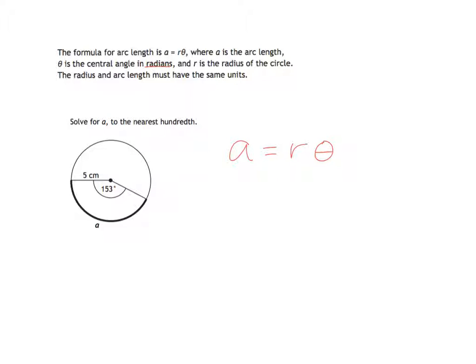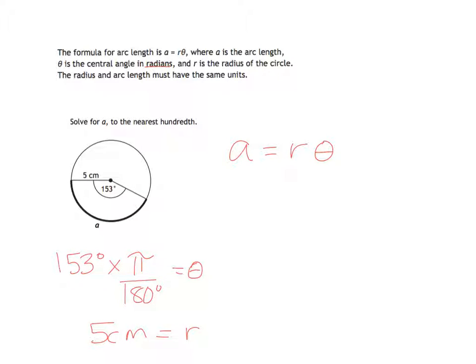So this one, 153 degrees is given as the central angle. We need to first change that to radians. So I'm going to go 153 degrees multiplied by pi over 180. That's going to be the angle measured in radians. So that's the theta. And then we also know that 5 centimeters is the R.